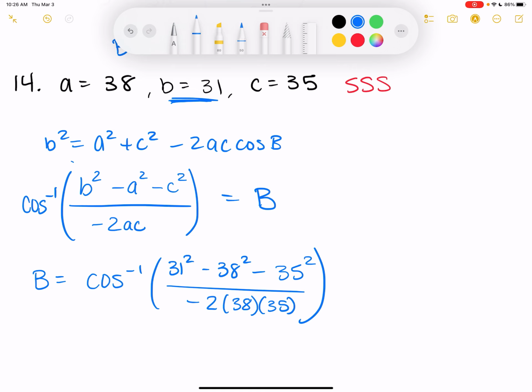Okay, cool. I got it. So now I put parentheses, and then negative 2 times 38 times 35. You can just use the little times sign and then close off your parentheses. 38 times 35, and then close off parentheses and hit enter. Error.